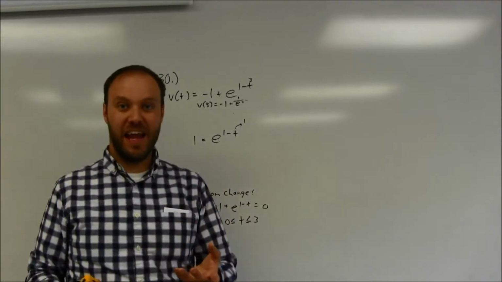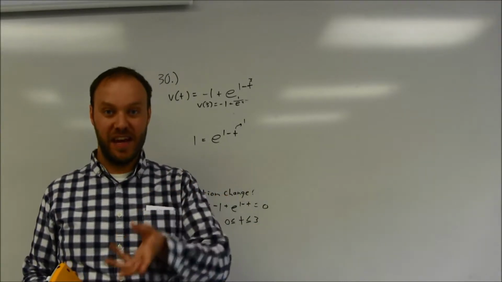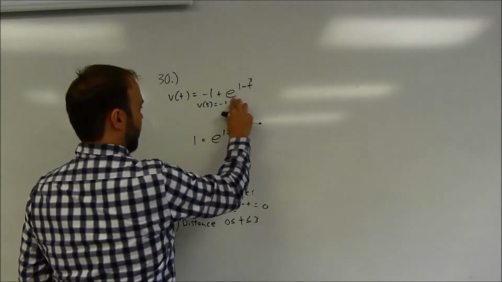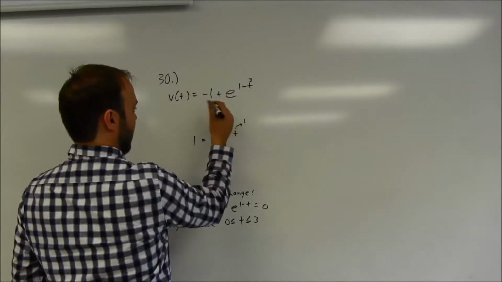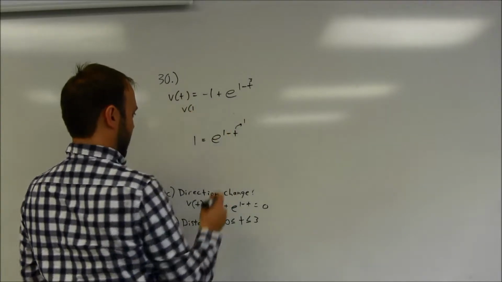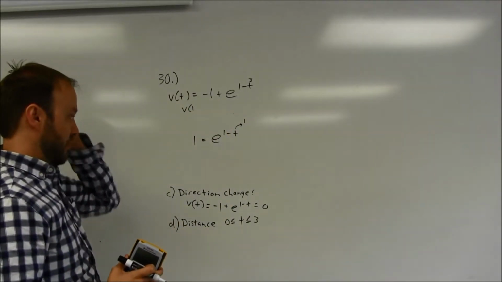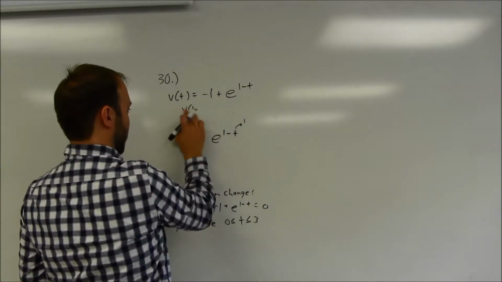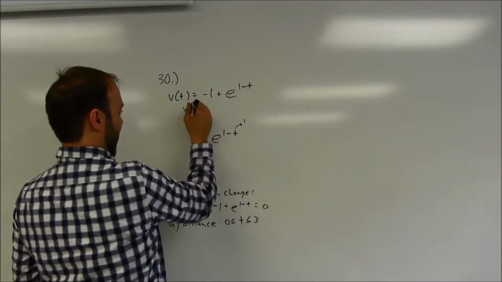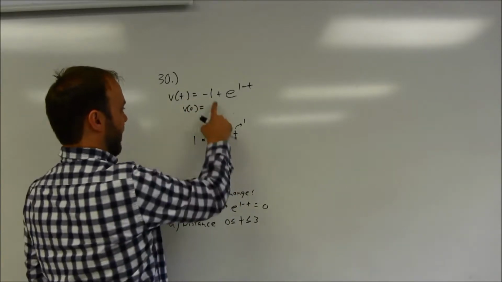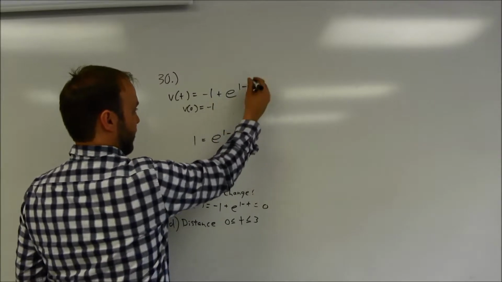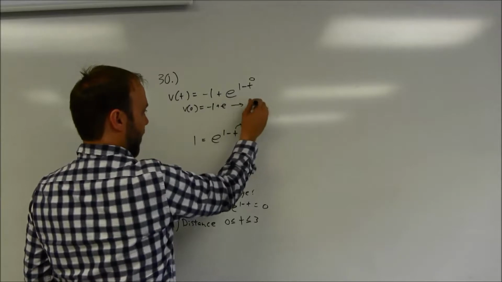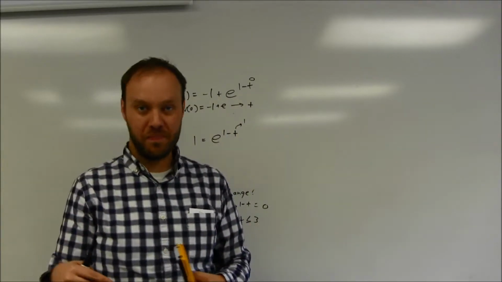So now I need to find out, does the velocity change from positive to negative at 1, or does it stay the same? And so if we look up here, the velocity at 1 would be, actually I need to look at values above 1 or below 1. So for example, if I check the velocity at 0, that would be -1 plus e to the first power. E is bigger than 1, so that's going to be positive. So I have a positive velocity at 0.